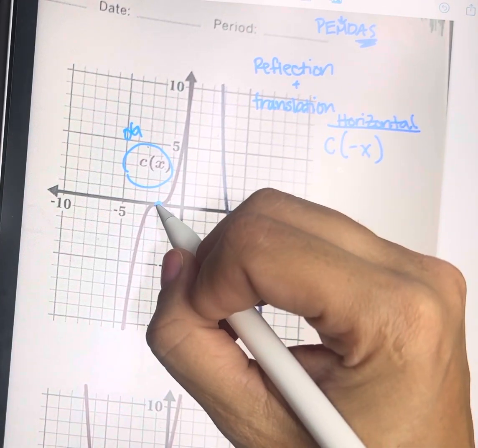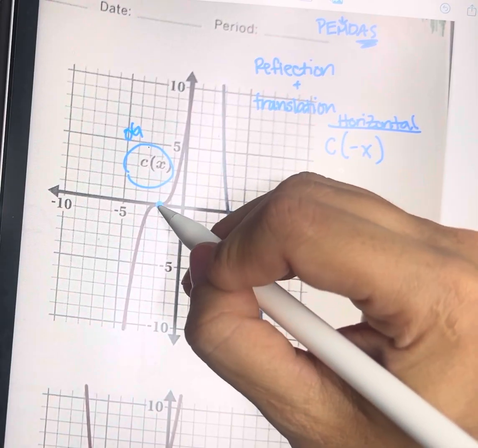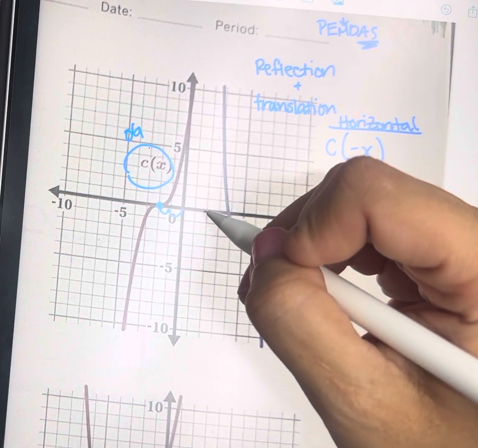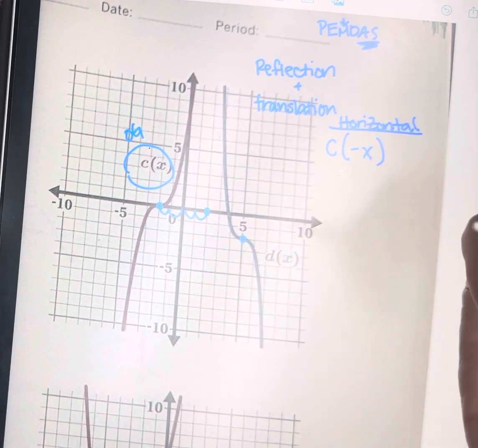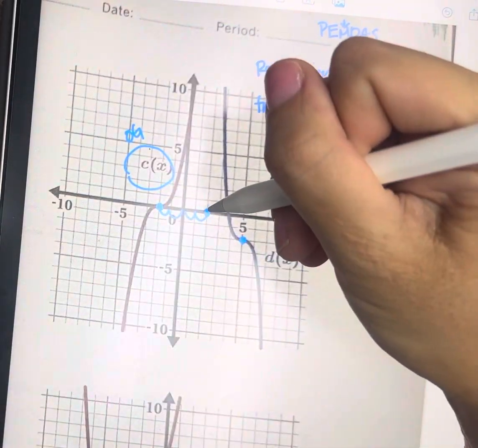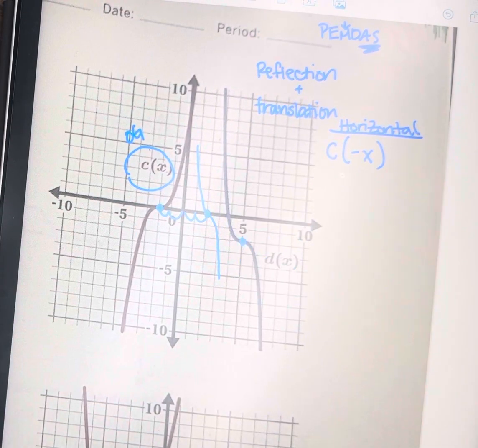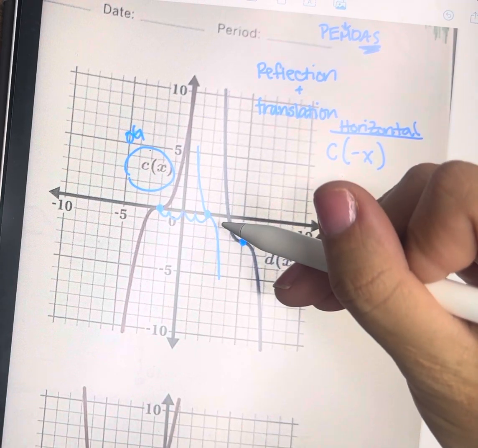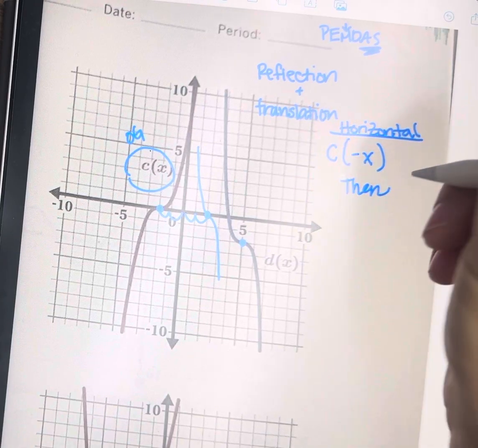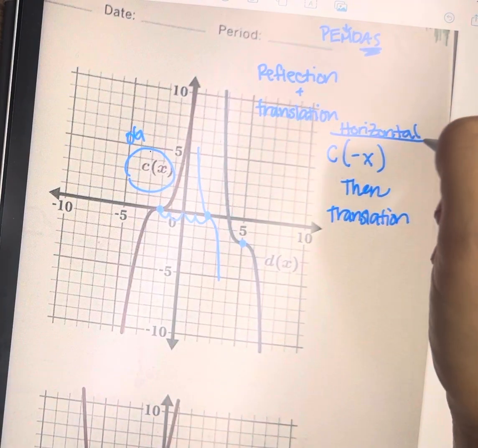So if I did a horizontal reflection, this would flip across the y-axis. It would flip left to right. It is currently 1, 2 away from the y-axis. So it will flip another 1, 2 away and end up here. And so now that it's going to flip this way, it's going to be that way. Okay, so this is like my middleman. But now I can see where this has gone. So if I did a horizontal reflection like this, I would then have to work on my translation. Horizontal reflection.